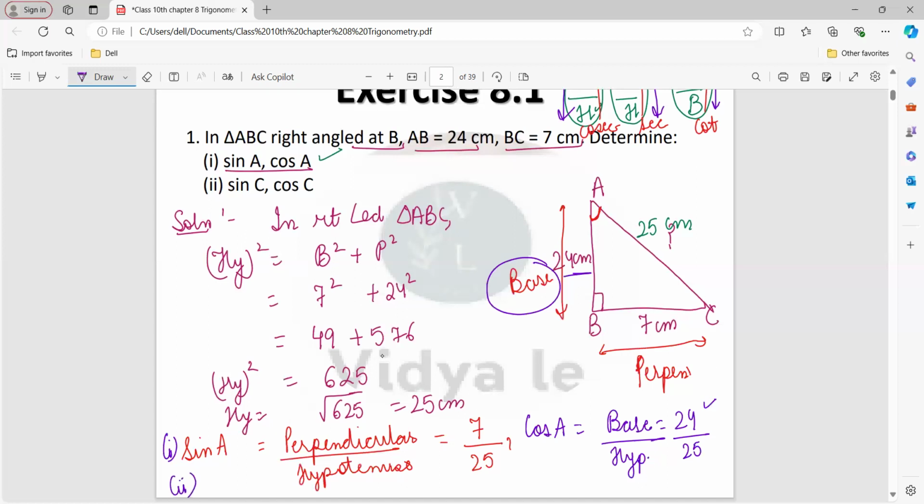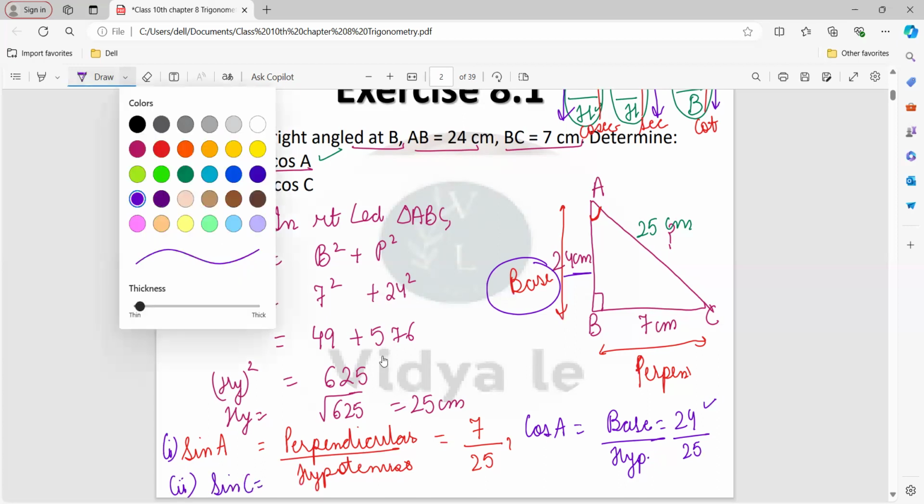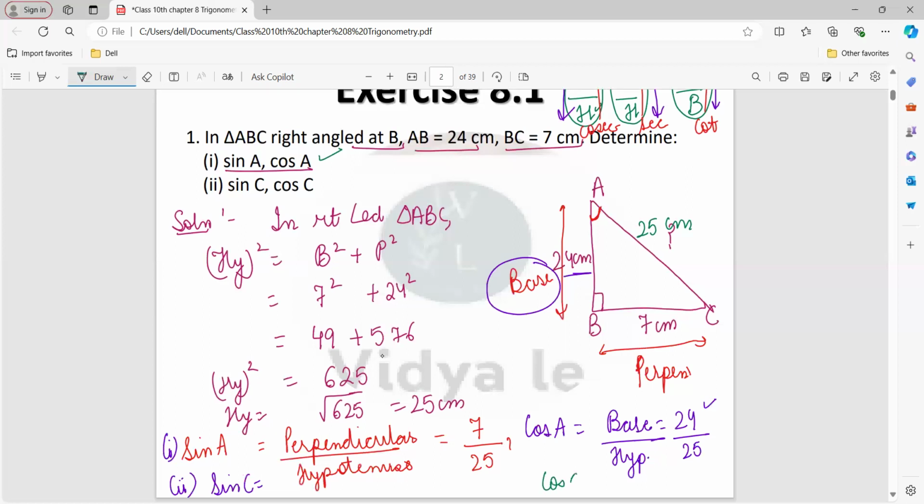Now, for part B, we need to find sine C and cos C. Again, the formula will be the same, perpendicular upon hypotenuse, base upon hypotenuse. But herein, perpendicular and base will get changed, as herein we need to find sine of angle C, right? So that means the angle is being drawn at C instead of A this time. So we'll draw the angle here.